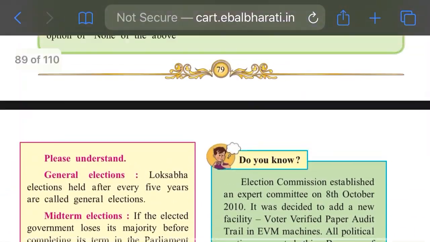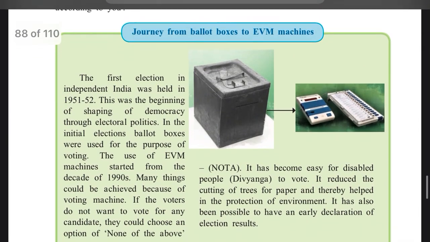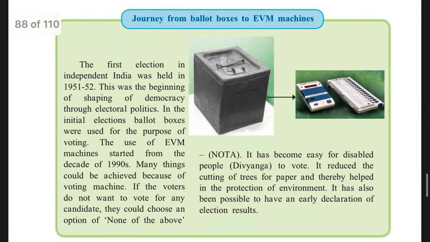Now this thing comes in the paper all the time, most of the time. Journey from ballot boxes to EVM machines. Earlier we used to put a stamp on a paper and envelope में उसको fold करके इस ballot box में, तुम्हारे सामने जो है उसमें डालते थे. Now this practice was a very outdated practice. इसके लिए बहुत सारे papers लगते थे. More papers means cutting down trees on a large scale. So government finally stopped that.